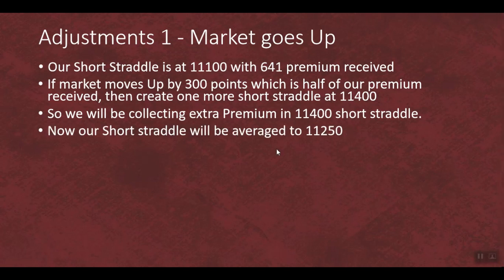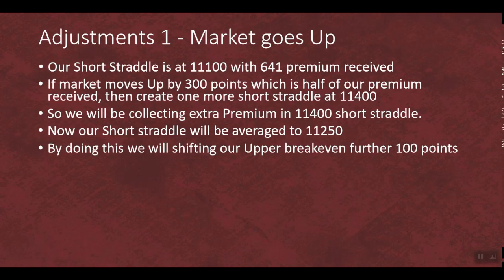By doing this, our short straddle will be averaged to 11,250, as we have one short straddle at 11,100 and one at 11,400, and the midpoint of these is 11,250. So our short straddle will be averaged to 11,250. By doing this, we'll be shifting our upper break-even further by at least 100 to 150 points if we have more time to expiry. So we are shifting our upper break-even.